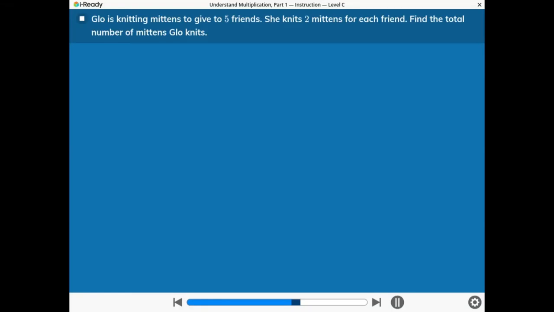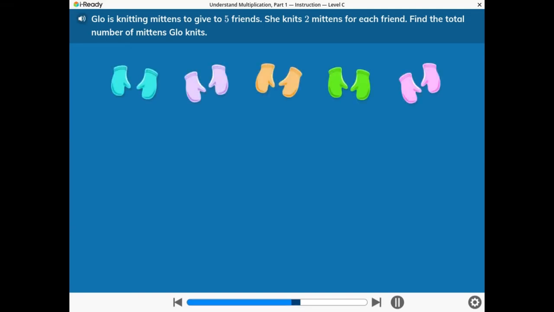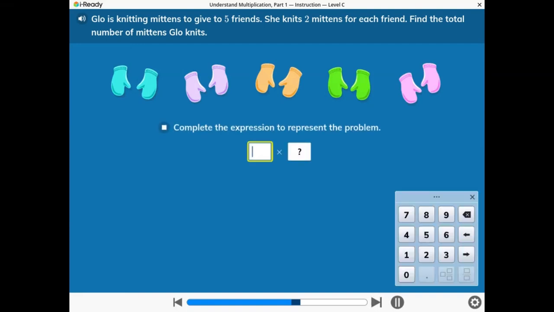Glow is knitting mittens to give to 5 friends. She knits 2 mittens for each friend. Find the total number of mittens Glow knits. Complete the expression to represent the problem.